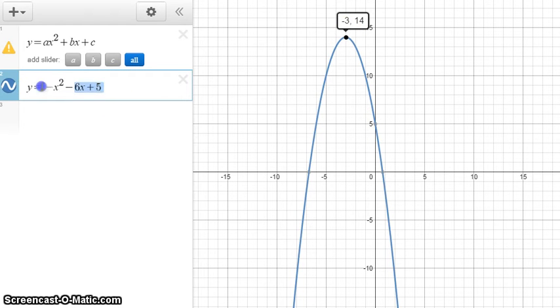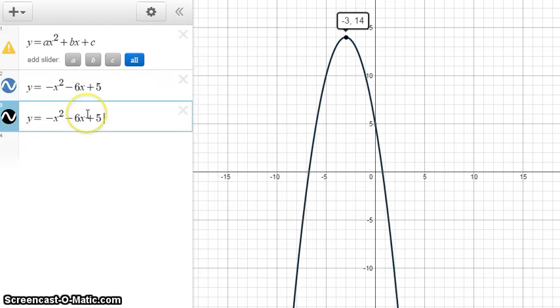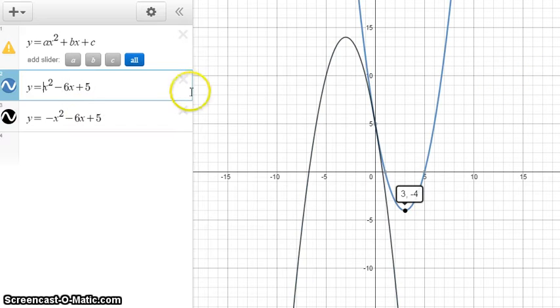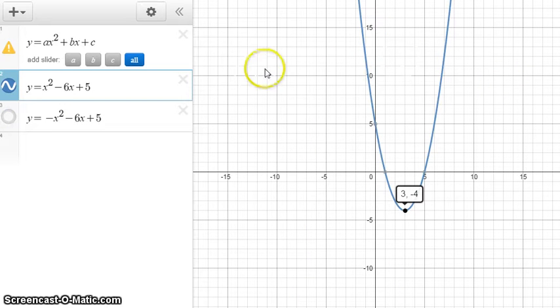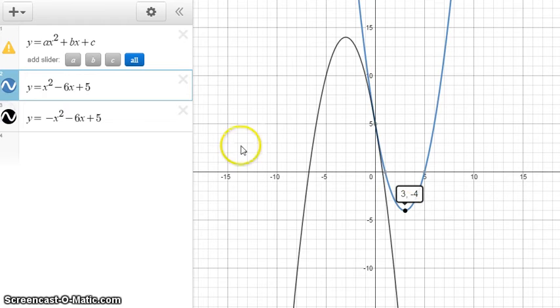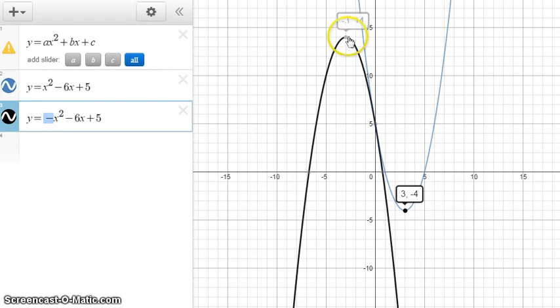Okay. Maybe I should put down both equations so you guys can see the difference. Just give me 1 minute here. Alright, so the blue line on the right, this one has a vertex, and since this parabola opens up, the vertex is a minimum point. And the black parabola, which opens down because of the negative, also has a vertex. However, that vertex is a maximum point.